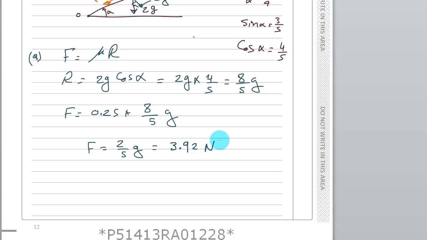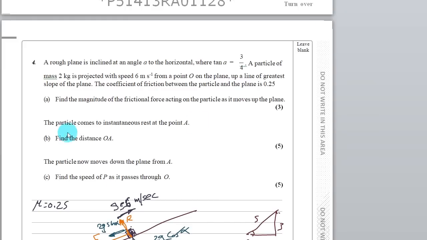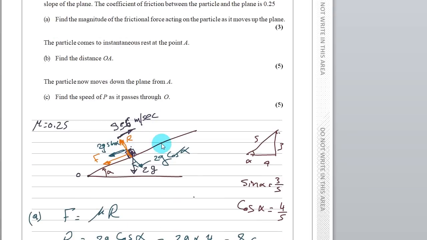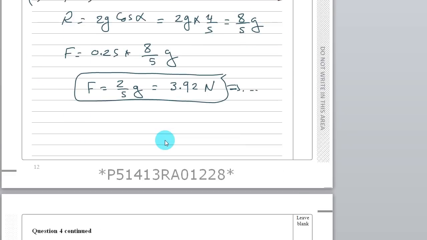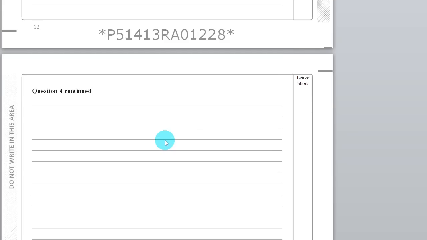3.92 Newton. And this is the first part for the first question. The particle comes to an instantaneous rest at point A. Find the distance OA. So now this particle moves until it reaches A. At A, the speed is equal to 0. Okay. Let us start to solve this question.